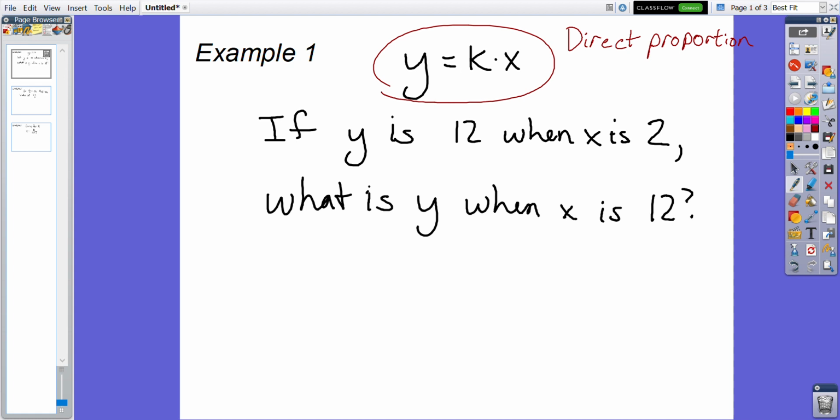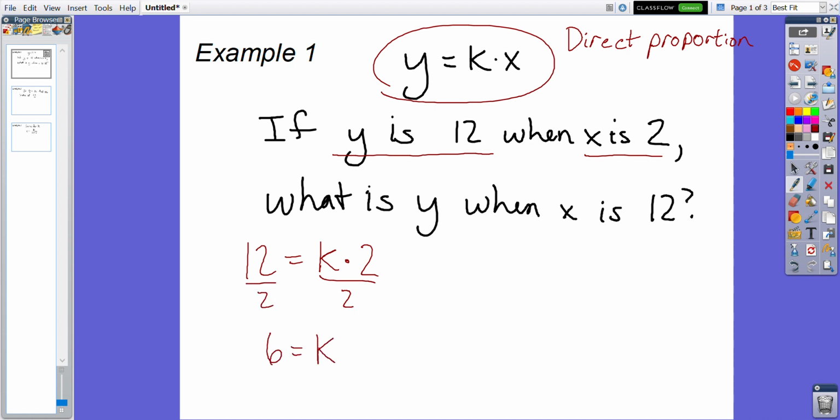So if y is 12 when x is 2, we're going to take these first two conditions and try to find a value for k. In this case, I get the equation 12 equals k times 2. So now you're thinking, well, the only number that makes sense for k is going to be 6. That's absolutely correct. We can still divide out by 2, and that's going to give me 6 here, but we still get k by itself because the 2's cancel on the right side there.